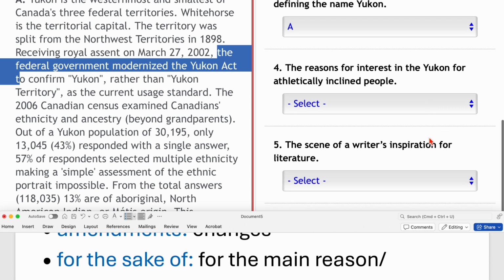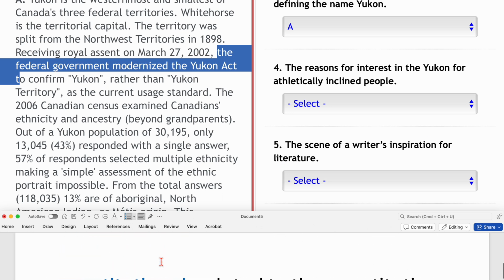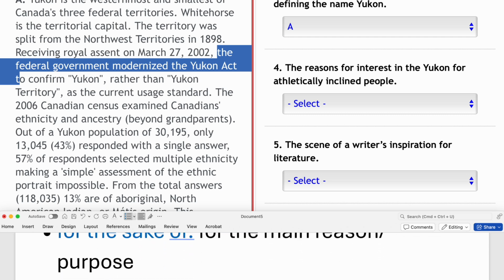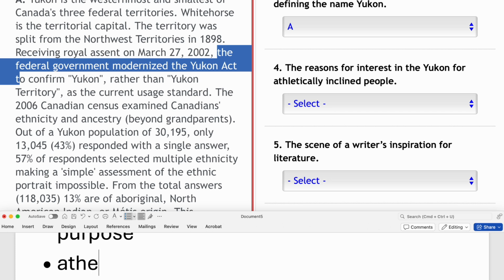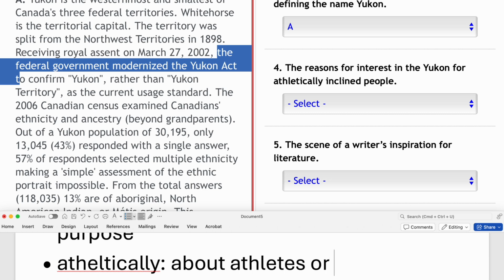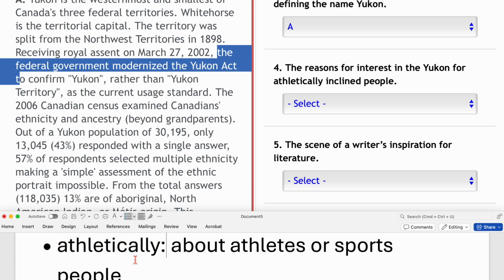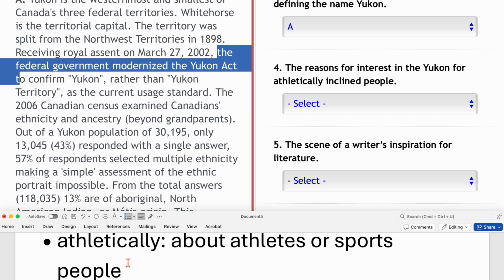What about number 4? The reasons for interest in the Yukon for athletically inclined people. Athletically is about athletes or sports people.